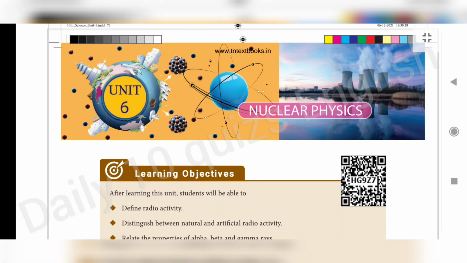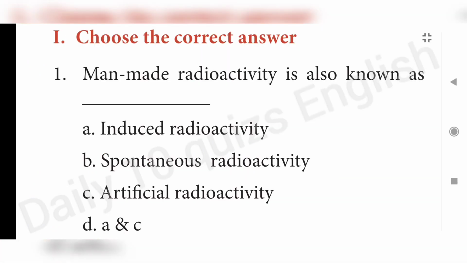Chapter 6. Choose the correct answer. First one, man-made radioactivity is also known as dash. Induced radioactivity, spontaneous radioactivity, artificial radioactivity, A and C. So the answer is option D, A and C. That is induced radioactivity and artificial radioactivity.